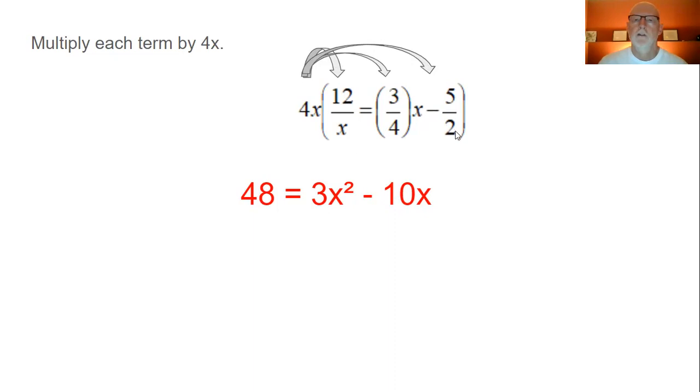4 divided by 2 is 2. And then we have 2 times the x that was here times the 5, 10x. And because there's a minus sign there, that's minus 10x. So we've cleared the fraction. We now have a quadratic equation.